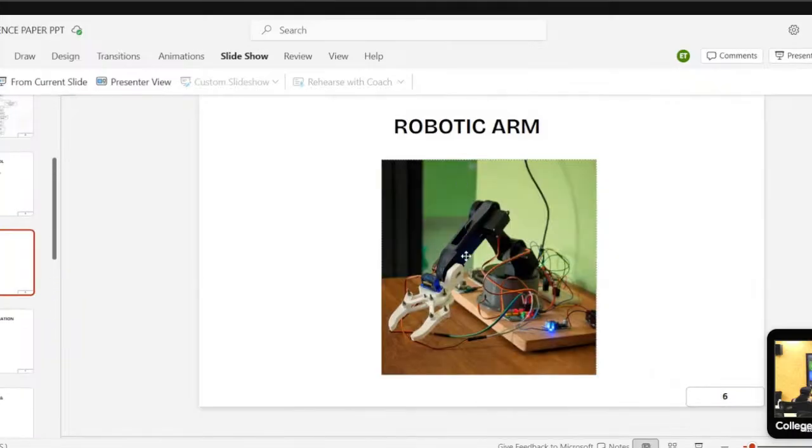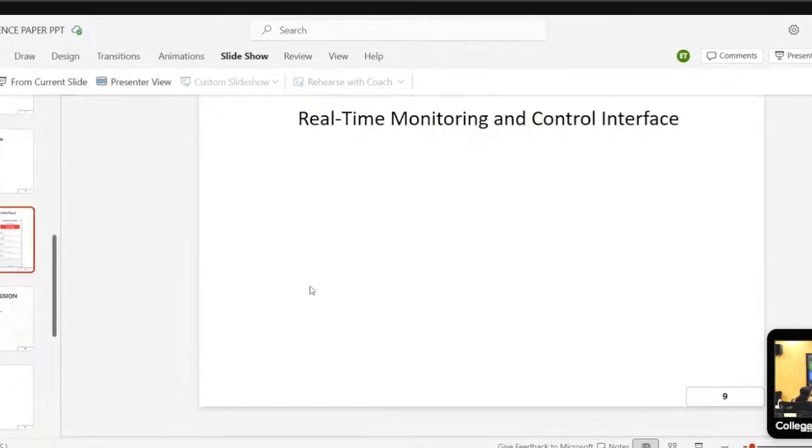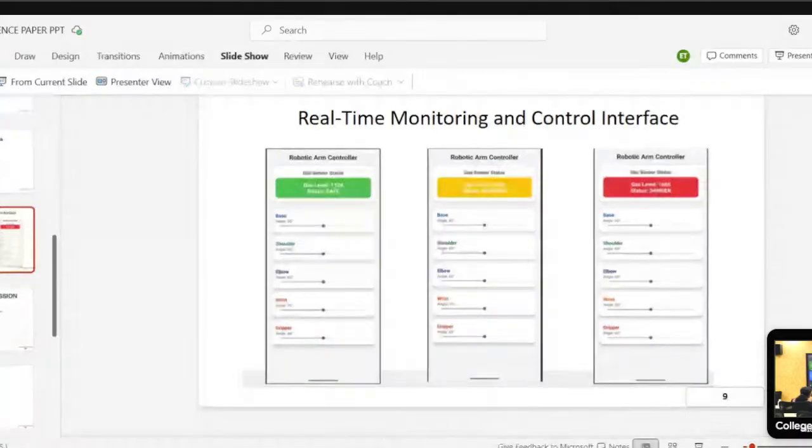So as you can see, this is a robotic arm, and we used 5 servo motors. That is for the base, elbow, shoulder, wrist, and grip. It can move from 0 to 180 degrees, so we can actuate this angular modulation.